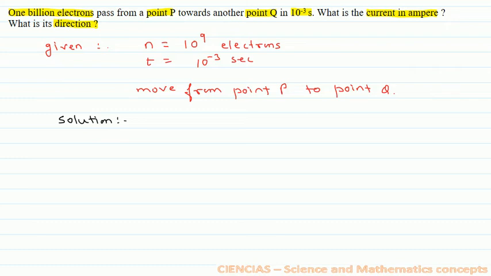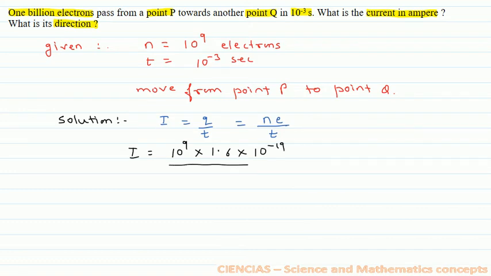We know that current is equal to charge upon time, and total charge is equal to number of electrons into charge of electron. So current is equal to N times charge of electron upon time. Now we put the values in this. So current will be equal to N is 10 to the power 9, charge of electron is 1.6 into 10 to the power minus 19 coulomb, and time is 10 to the power minus 3 second. On solving this, we get current is equal to 1.6 into 10 to the power minus 7 ampere.